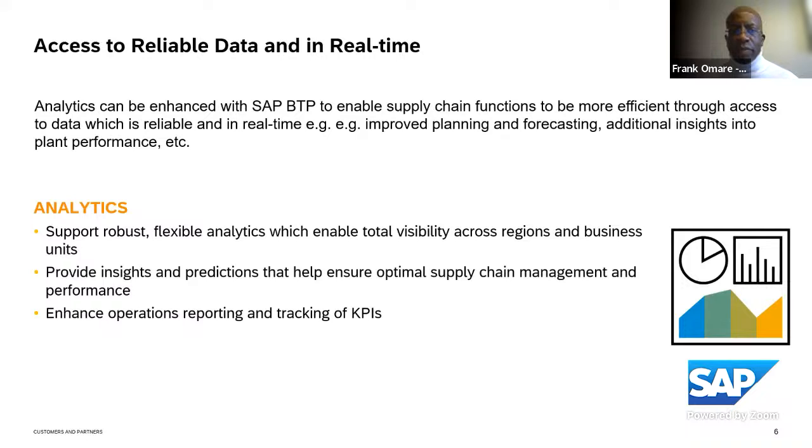So as I mentioned, analytics can be enhanced with B2P, and that enables supply chain functions to be more efficient. As I mentioned before, lots of data, but very few opportunities to build insights to improve planning and forecasting, and also to give you an insight into plant performance. So what does B2P bring in this space? It enables robust, flexible analytics, and that increases visibility of your operations, whether they're within a country or across regions. It also provides insights so that you can actually predict supply chain performance and respond to any market conditions. And of course, it enables you to build out KPIs and measure and track performance in real time.